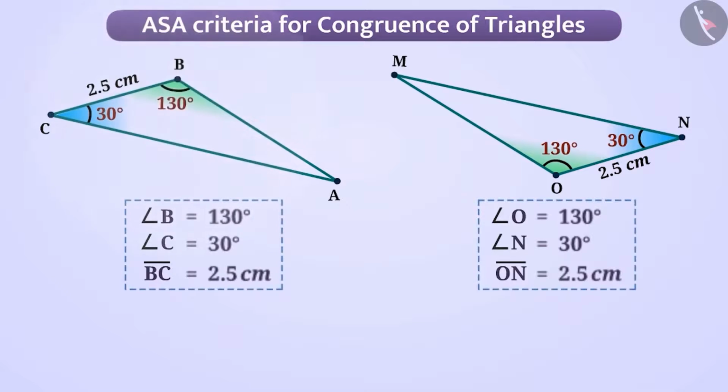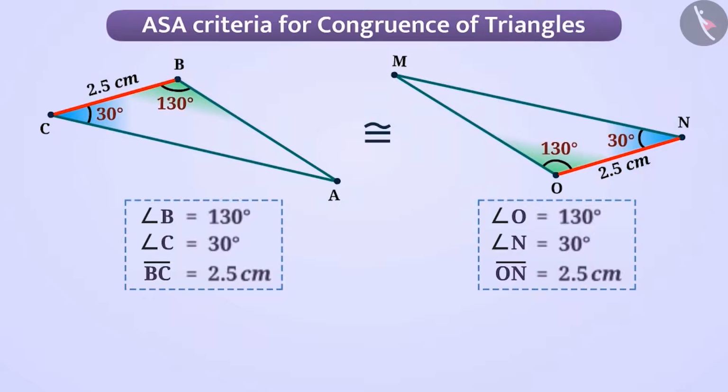Since the two angles, angle B and angle C of triangle ABC, and the included side BC are equal to the two corresponding angles, angle O and angle N, and the included side ON of the second triangle MNO, both the triangles are congruent. If we place one triangle over the other and adjust, we will observe that they cover each other completely and exactly. This verifies that they are congruent.